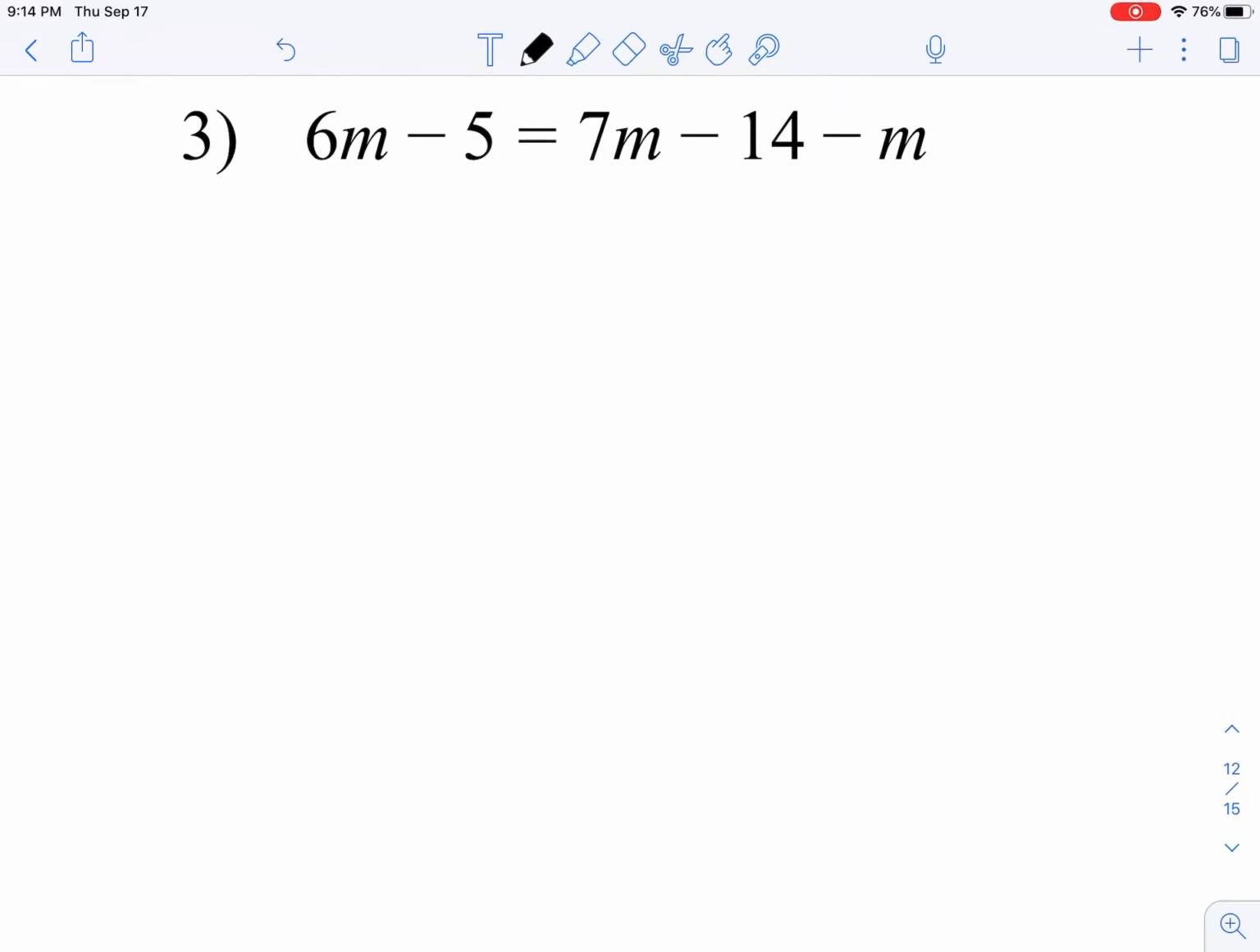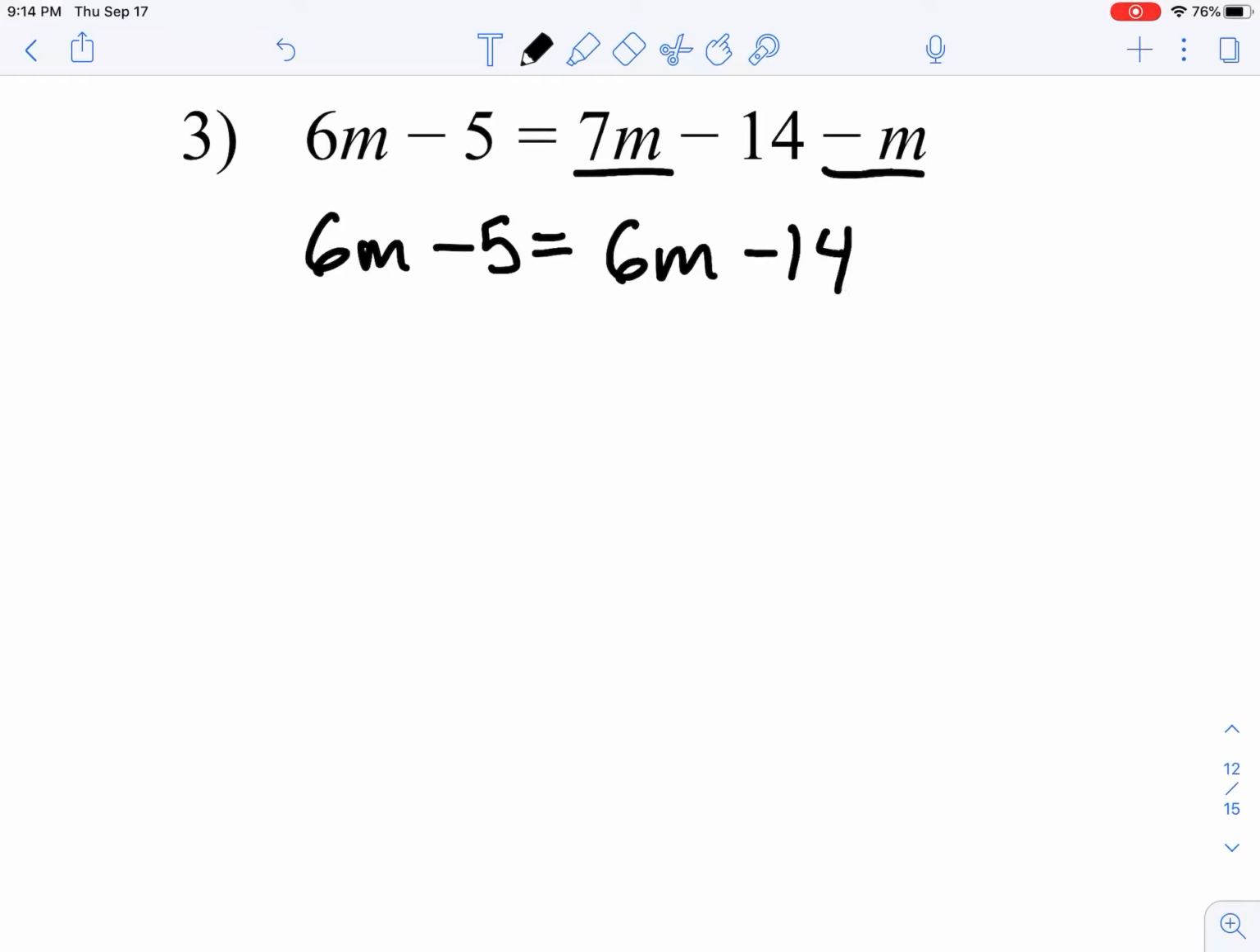Number 3. Okay, so I'm actually going to be able to combine like terms on the right-hand side. So I'm going to bring down the left-hand side quick. And then the 7m and the negative m, I can combine those. So if I combine those, that will give me a 6m and then my negative 14.